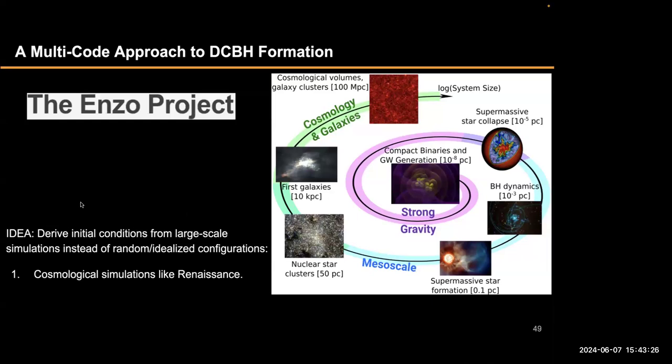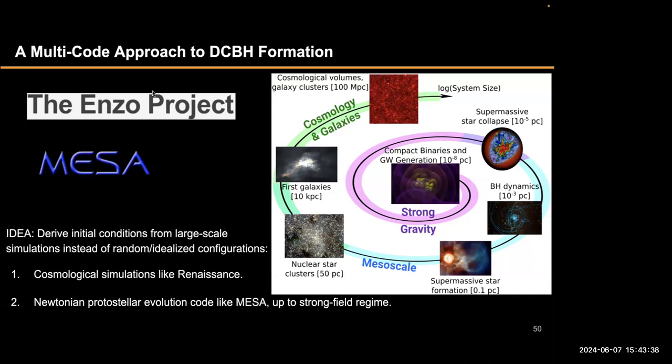So this will use three codes. The first one is going to use simulations like the Renaissance simulations, which were conducted with the ENZO code. These are cosmological level simulations. Whenever we spot a region that has a very large concentration that would produce a supermassive star, we can use that to give initial data to another code called MESA, which is useful for stellar evolution. It's a 1D code, but I'm going to go into a little more detail later. You can still study rotating supermassive stars.